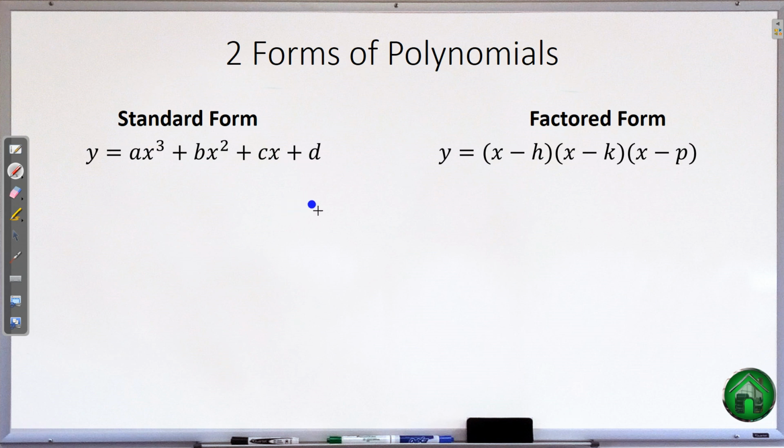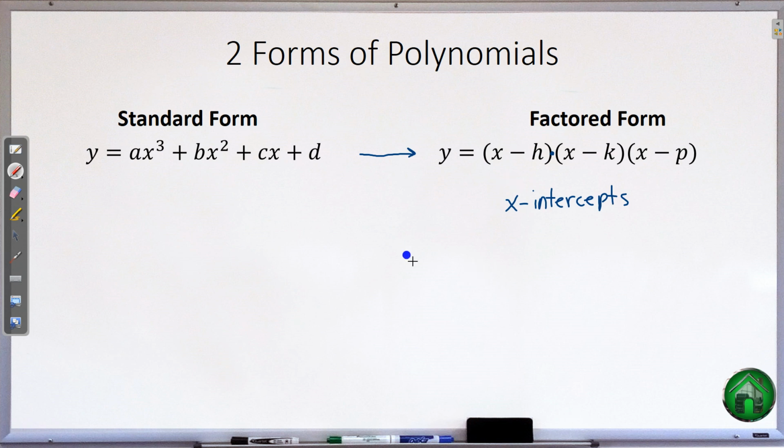But we can also write that as factored form. If we can get the equation to look like this, x minus a number in parentheses, times x minus a number, times x minus a number, depending on how many factors you have, this would be a cubic. That is oftentimes very useful, because these show us our x-intercepts. If we want to know something about the graph, we can see all of the x-intercepts right here. It was very useful when we did quadratics.